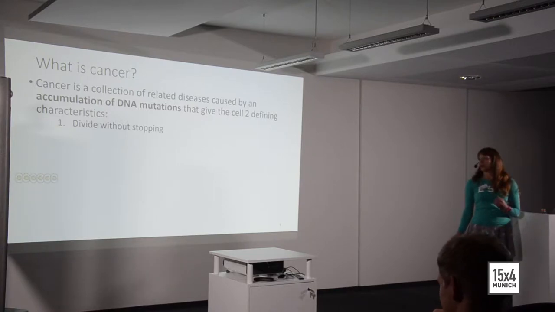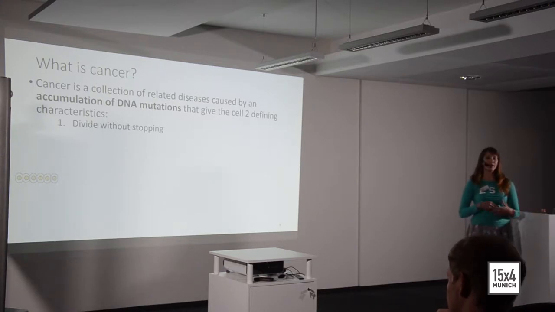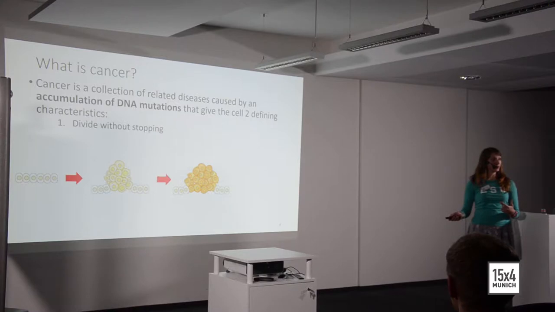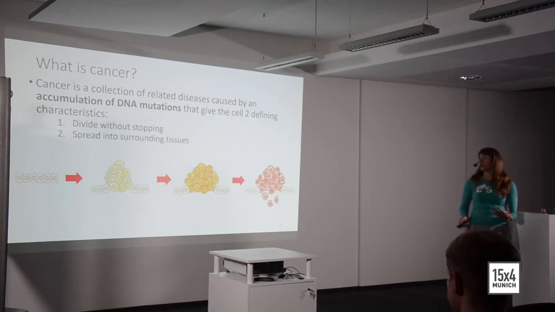So here we start out with a nice orderly row of cells, and at some point, some of these cells acquire some mutations that allow them to go out of control with dividing. And before you know it, we have a mass of cells, and this is what we call a tumor. But this alone is not enough to be considered cancer. In order to call it cancer, they need to acquire another defining characteristic, which is that it has to be able to spread and invade surrounding tissues. And once we have cells that can do both of these things, we have cancer.